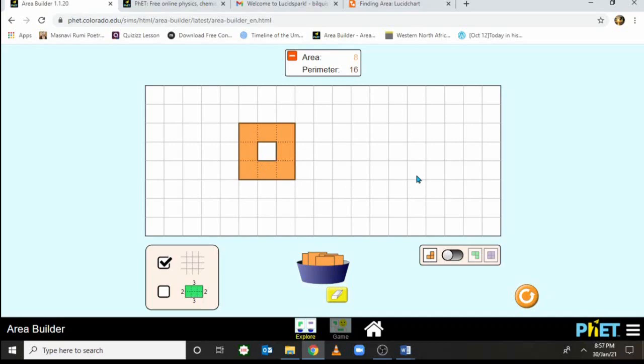Let's see. Now this is an irregular shape we have formed, with the center space empty. See, the area given is 8. And let's count the perimeter. So let's count: 1, 2, 3, 4, 5, 6, 7, 8, 9, 10, 11, 12. But here the perimeter given is 16. How come? Let's see.